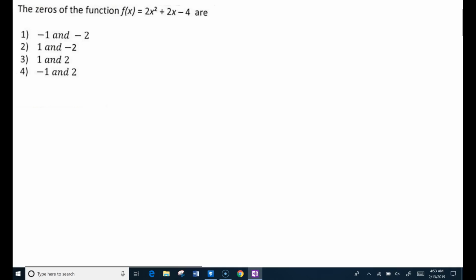In this video, I'm going to talk about how to solve quadratics using completing the square and by factoring. So for number 1, the zeros of the function f of x equal 2x squared plus 2x minus 4 are, and then it gives me the answer choices. So they're asking us what values of x would get that function set equal to 0. So all we need to do is set that function equal to 0 and pick a strategy to solve.